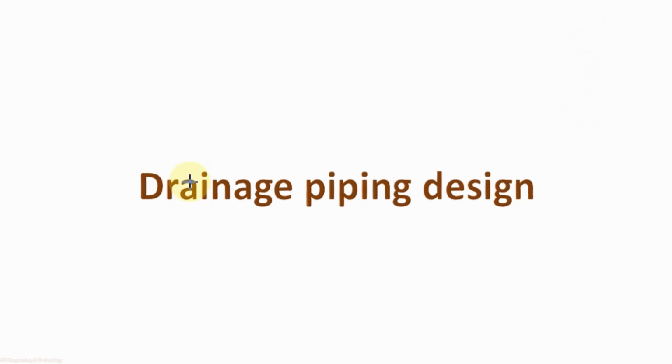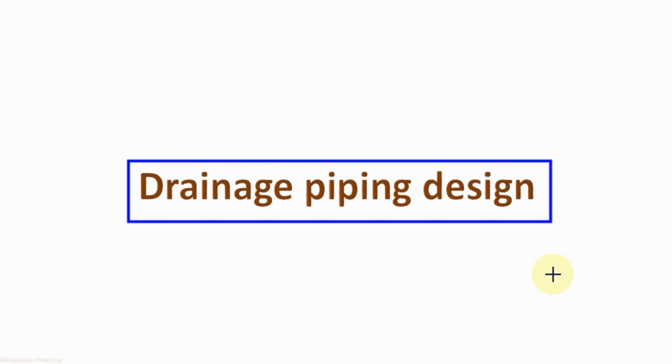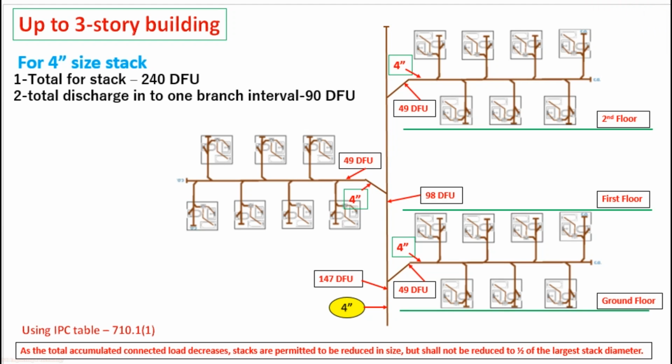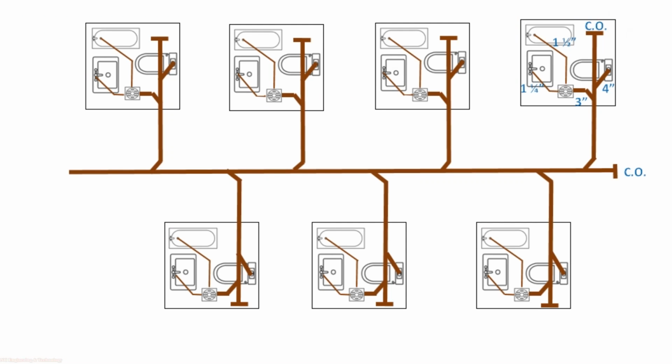In this video we will study how to design the drainage piping. For our study we will follow the International Plumbing Code. We will do a sample calculation for a 3-story and a 5-story building. These buildings have 7 toilets at each floor that are typical.